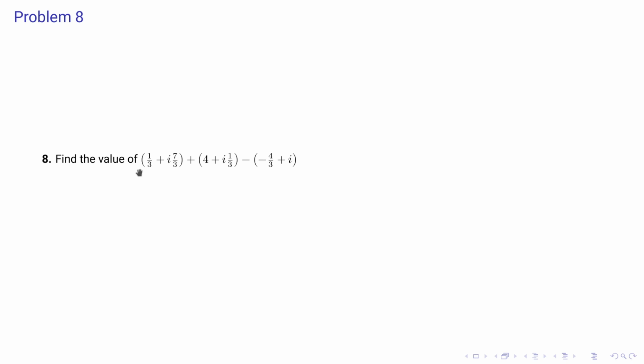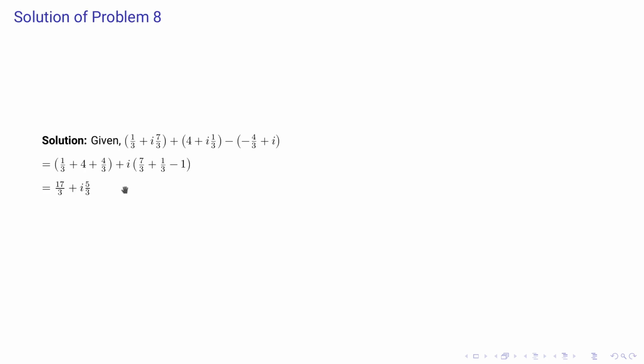Problem 8 says: find the value of (1/3 + 7/3 i) + (4 + i/3) - (-4/3 + i). So we sum the real parts in one bracket and the imaginary parts in another. We get 1/3 + 4/3. We take the LCM, 4 times 3 is 12, 12 + 4 is 16, plus 1, 17/3. And the imaginary part would be 7/3 + 1/3 - 1. So the LCM is 3 here. 7 + 1 is 8, minus 3 is 5. 5/3 is our answer.